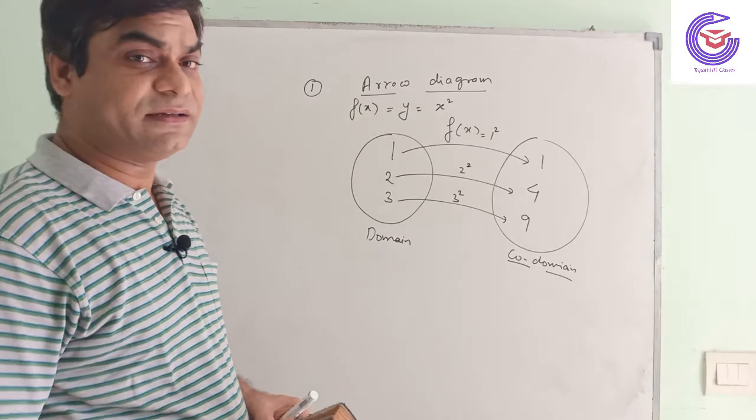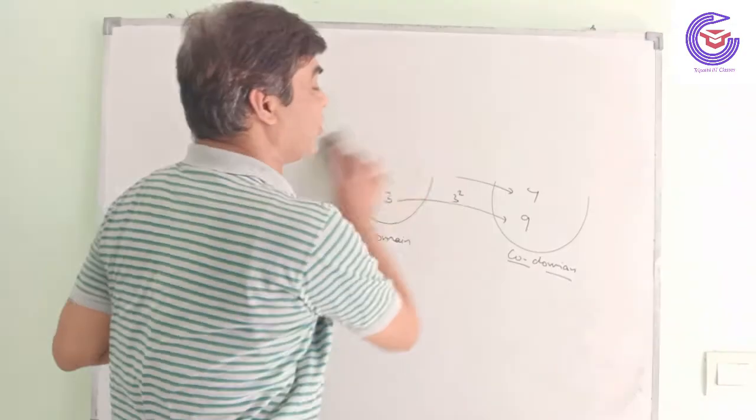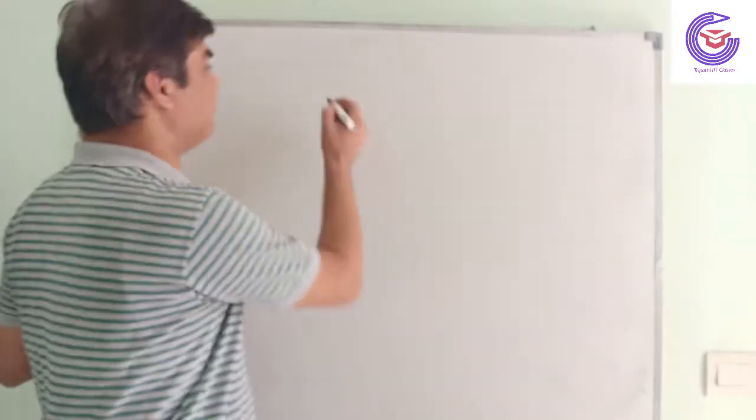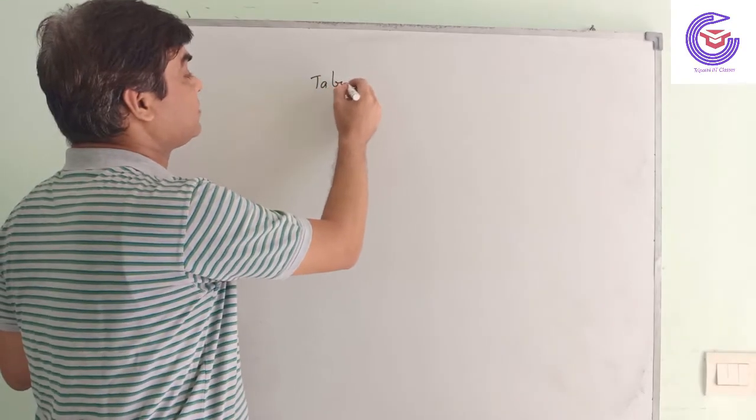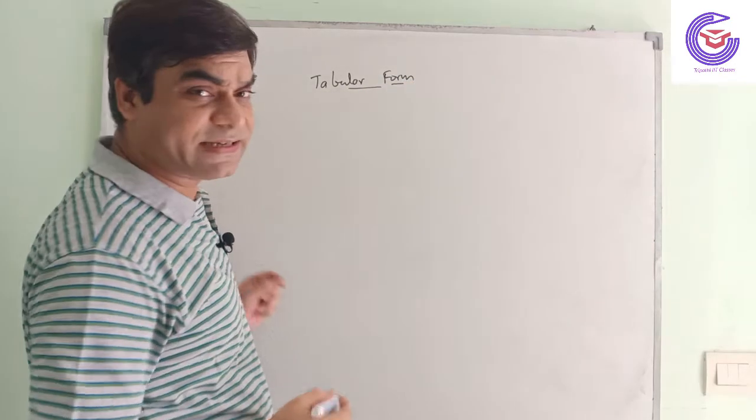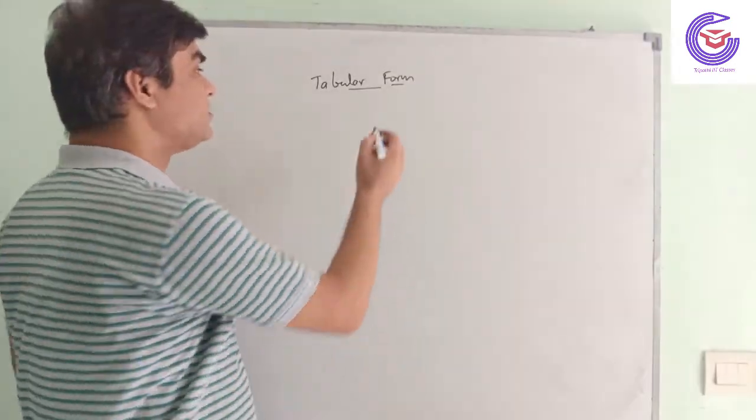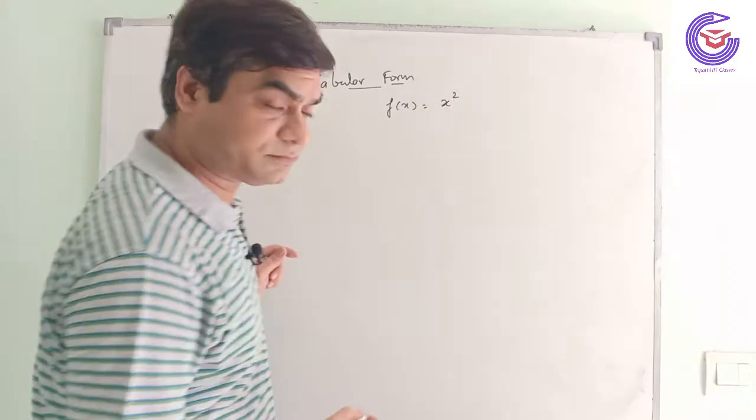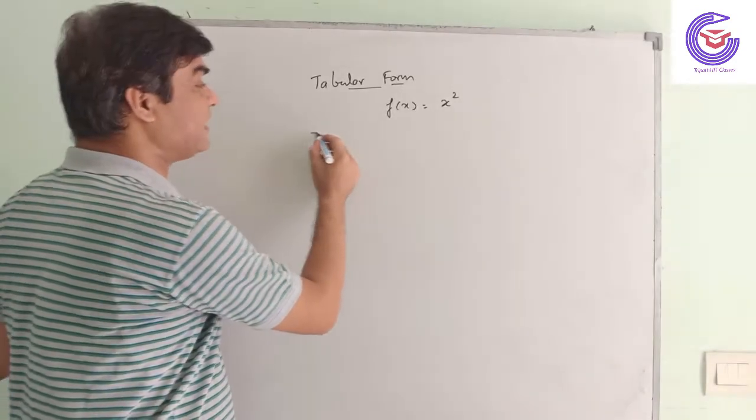The second method is called tabular form. The second way to represent any function is tabular form. So what happens in this case? You basically create a table. Suppose your function is f(x) is equal to x square. How do you create a table?